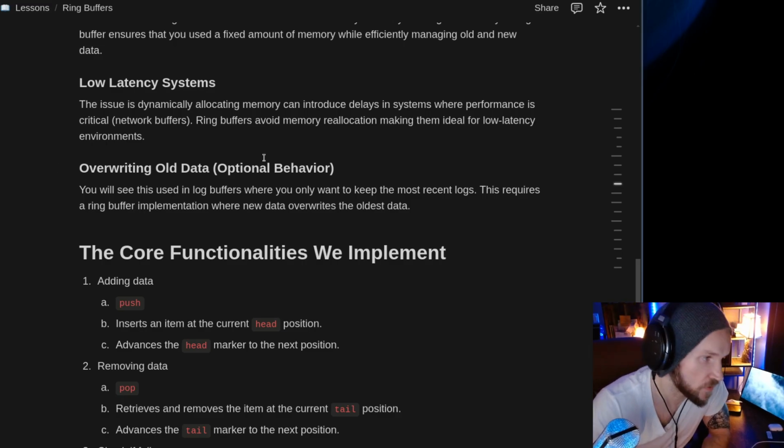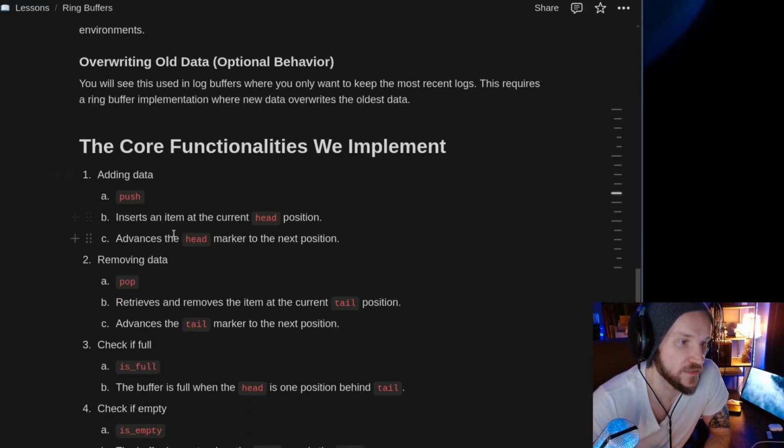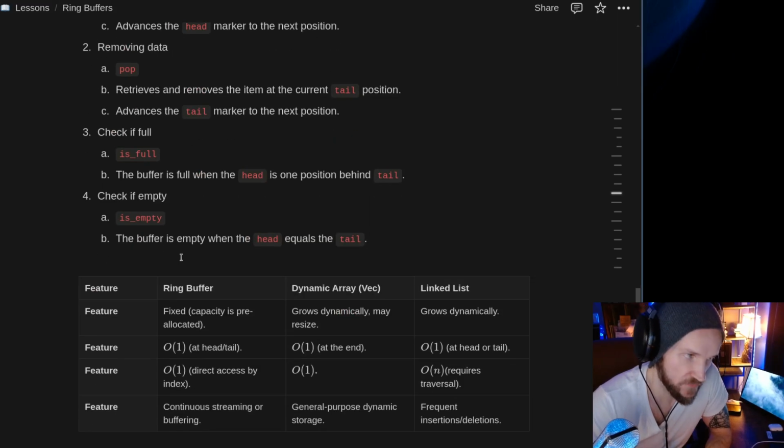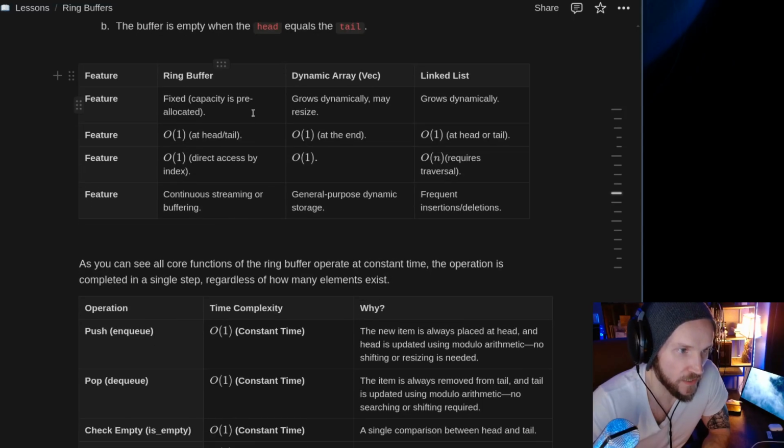So they're really good for that kind of thing, okay? Now, the core functionality that we're going to implement is adding data, removing data, checking if it's full, and then checking if it's empty, okay? We get into some big O down here, and you'll see that it's constant time at the head and tail, and also direct access by index, and then it's fixed capacity, so you don't really have to worry.